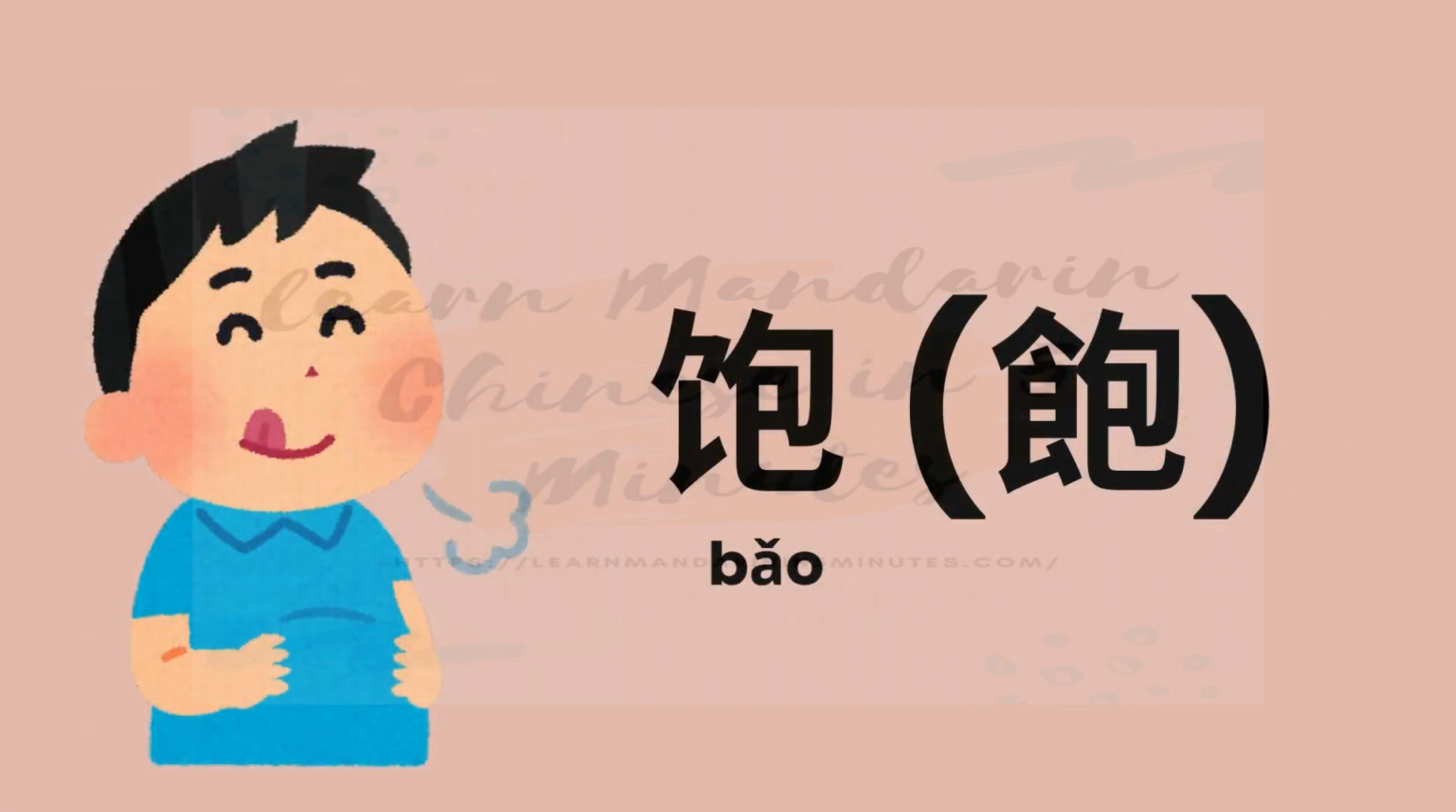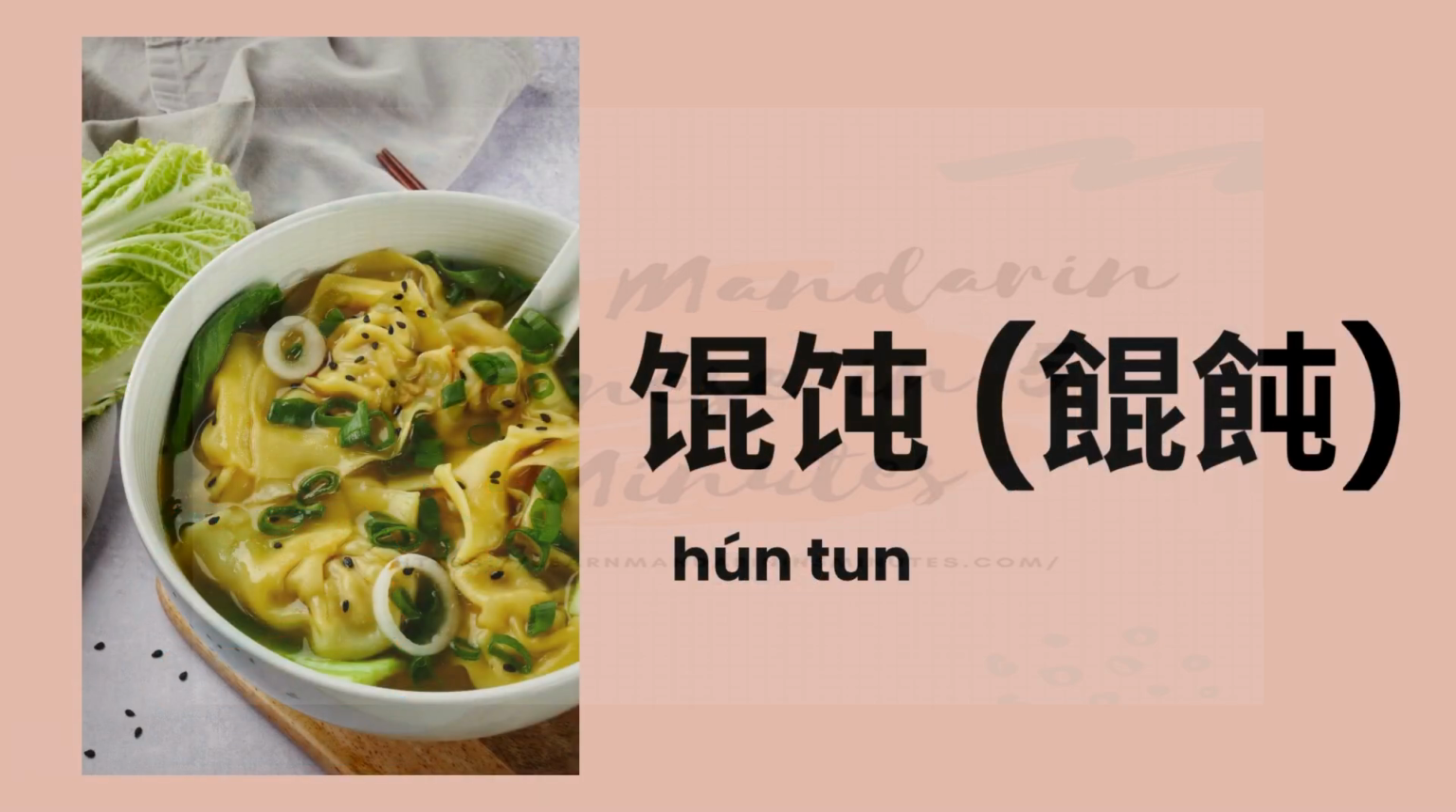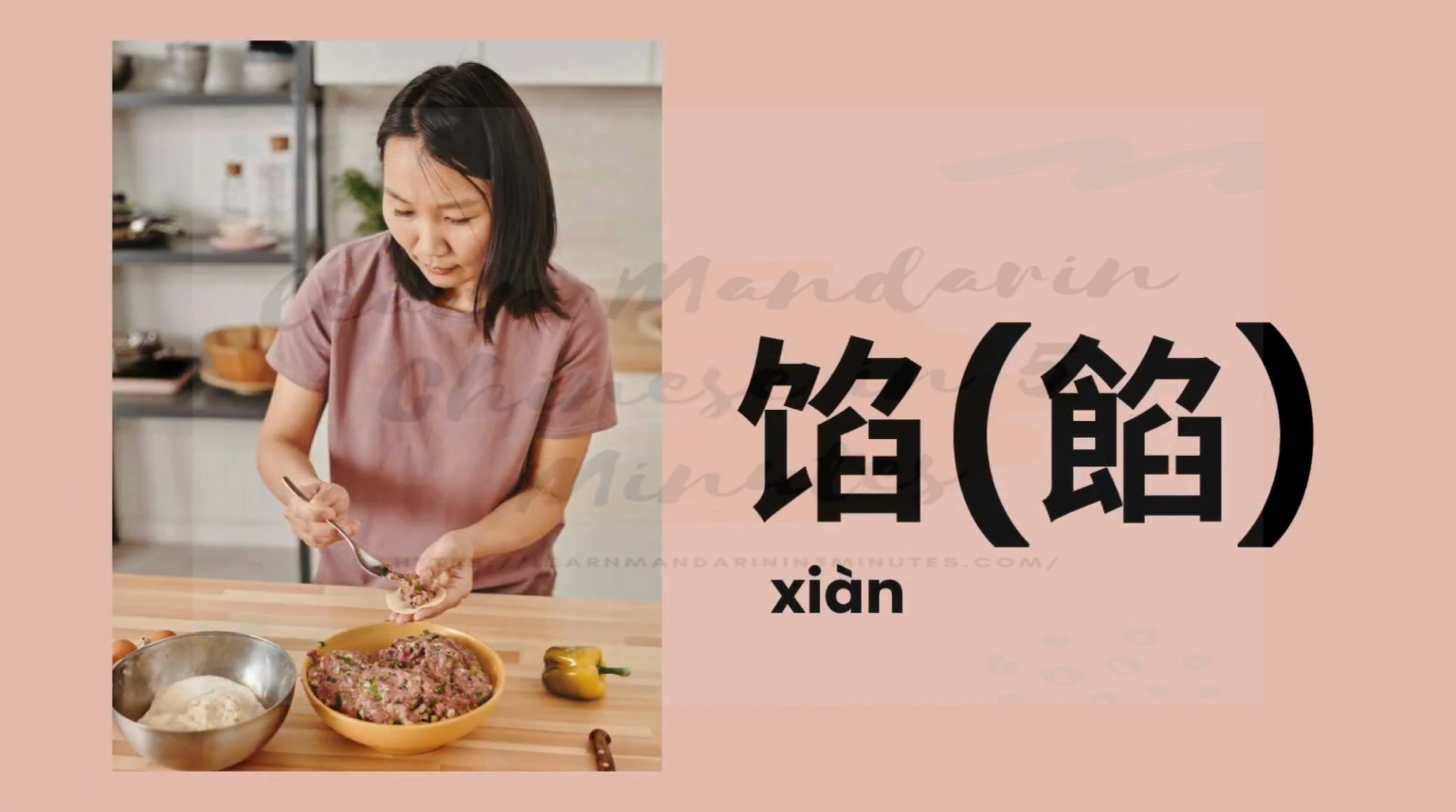Bao. Bao means full, full from eating. So it describes a state after eating. 馄饨, wonton, a type of dumpling. 馅 means the filling or stuffing, usually referring to the mixture inside dumplings, buns, or pastries.